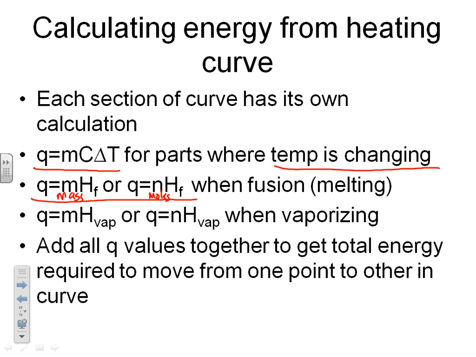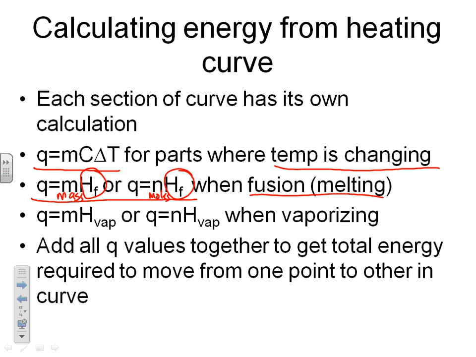So knowing whether to use mass or moles will basically depend on the HF. Is HF in joules per gram, or is it in joules per mole? Whatever it is, that's what you use. But you cannot use Q equals mc delta T for the entire thing, because then you won't be taking into account when the temperature is not changing, but energy is still being added.